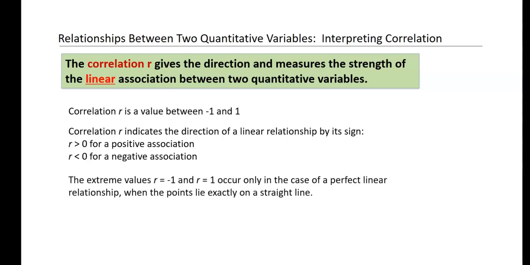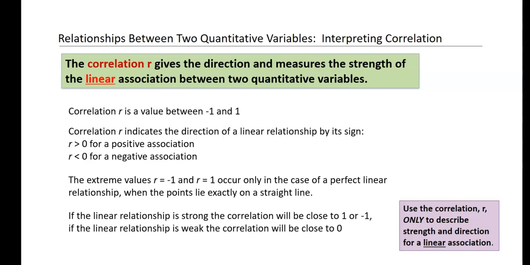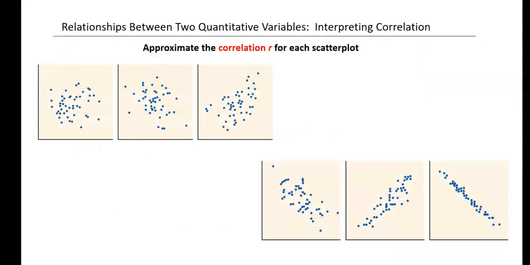So extreme values occur only in a perfect linear relationship, and the points lie exactly on the straight line, on the regression line. That would be very rare to have perfect data like that. If the relationship is strong, it would be closer to 1 or -1. If it's weak, it's going to be close to 0. So it always ranges between 1 and -1. Closer it is to 0, the weaker it is. The closer it is to 1 or -1, it's very strong. And so it describes strength and direction for a linear association.